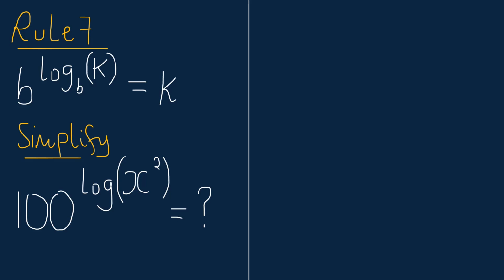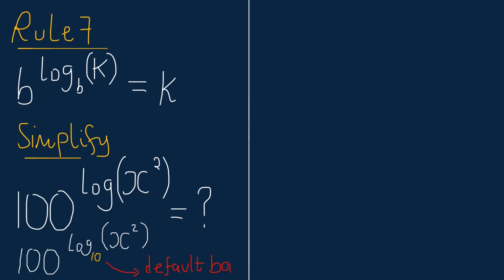The seventh law of logarithms states that the base raised to the log of a number returns the number. Consider an exercise to simplify 100 raised to log x squared. Log x squared does not have an obvious base, so we will assume the default base 10. This is an important step to implement before using the seventh law of logarithms.